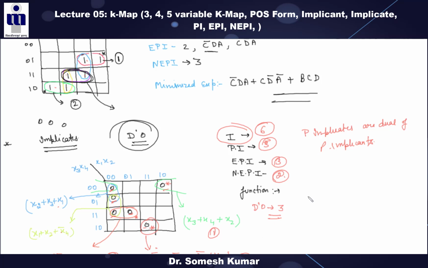So in the next lecture, we will discuss one more method that is called the tabular method or Quine-McCluskey method to minimize the expression, right? To minimize the expression if the number of variables is more than 5. I already told you in the previous lecture that one other method, that is the QM method, is used to minimize an expression which has more than 5 variables, right?